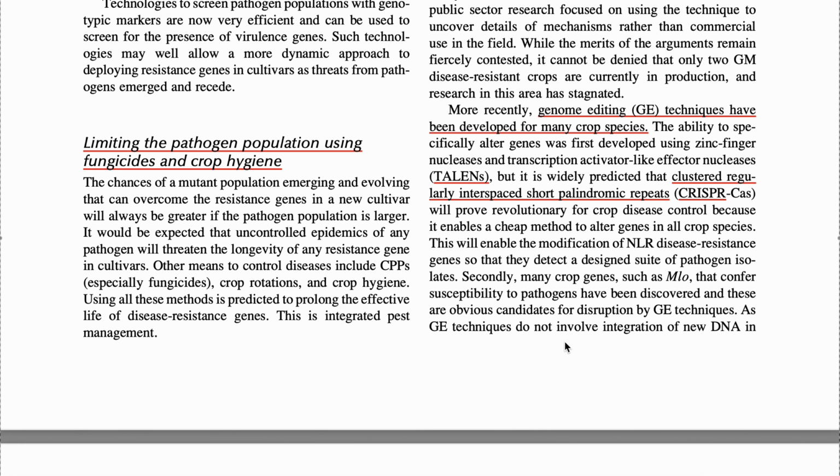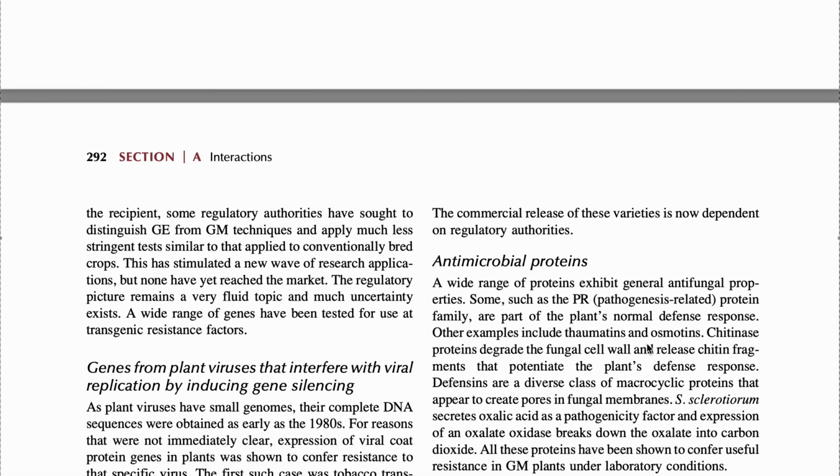As GE techniques do not involve integration of new DNA in the recipient, some regulatory authorities have sought to distinguish GE from GM techniques and apply a much less stringent test, similar to that applied to conventionally bred crops.